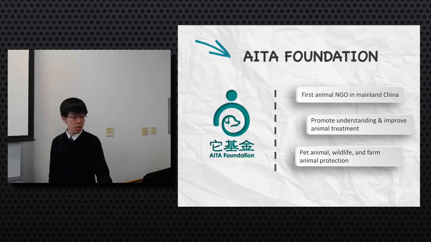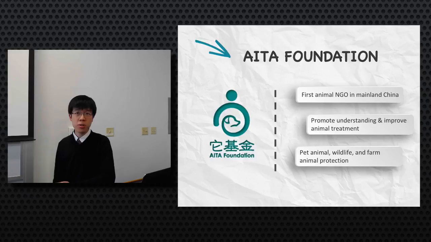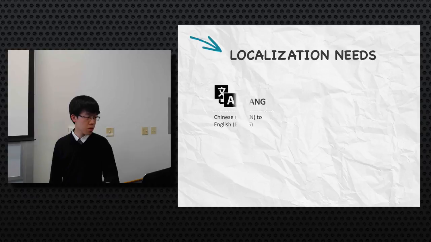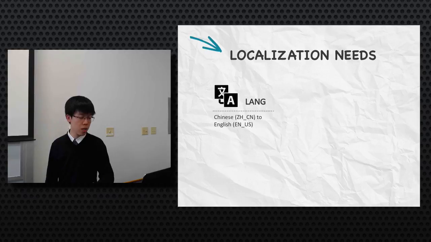And it's widely involved in a lot of causes for animal protection with a lot of celebrities and media groups. And the causes include pet animal, wildlife, and farm animal charity. So through our interaction with our clients, we learned about their localization needs. Basically, our client hasn't been involved in localization before. And all their websites and material contents are in simplified Chinese only. So they would like us to help them localize their contents into English to start with. And the duration is over 4 months.